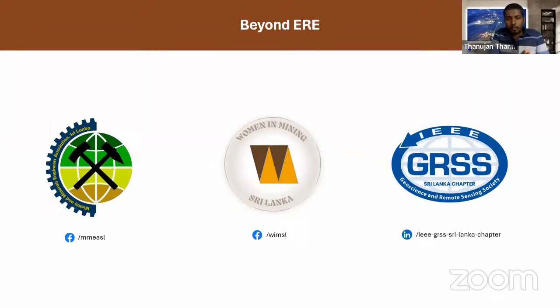The next one is Women in Mining in Sri Lanka. That was launched last year to empower women mining engineers in Sri Lanka who graduate from our department, to give them broad exposure to global trends and also to get them opportunities in Sri Lanka and globally. The other organization is the ERE Sri Lanka Chapter, Geoscience and Remote Sensing Society.